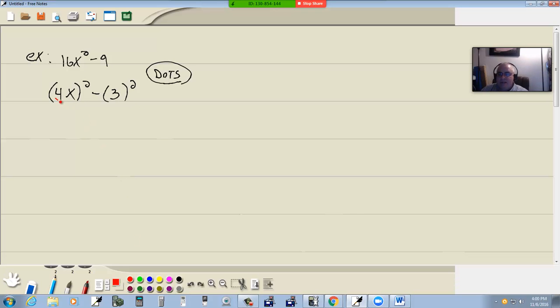Now I'm going to label what's inside these parentheses. I'll label this as F for what's in my first set of parentheses, and I'll label this as L for what's in my last set of parentheses. Now the difference of 2 squares is just a formula: F plus L times F minus L.